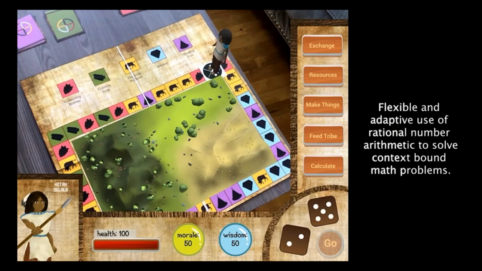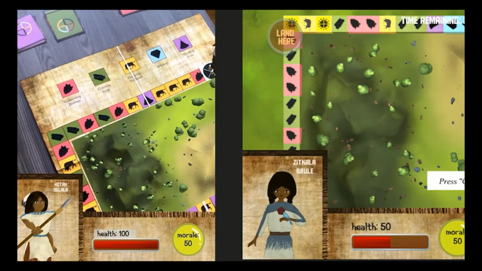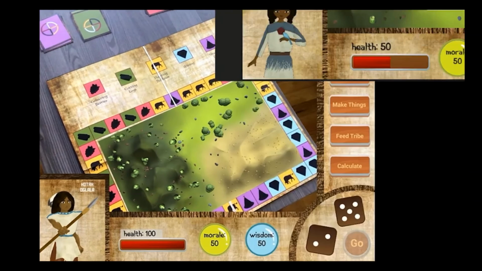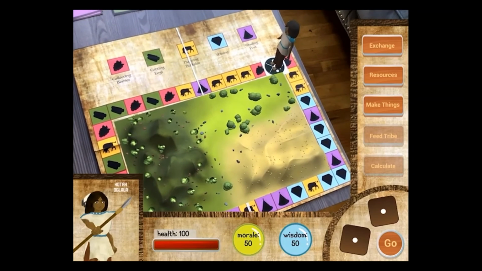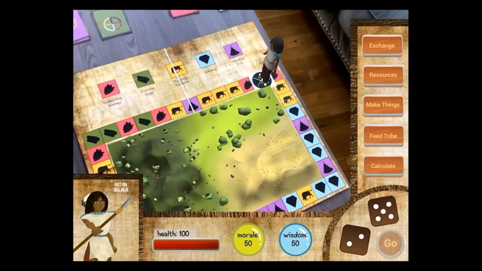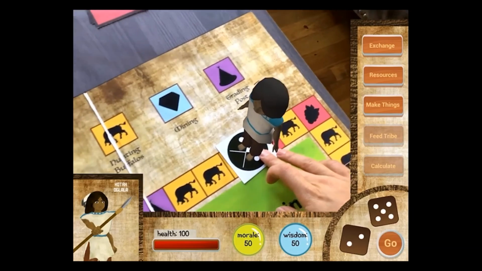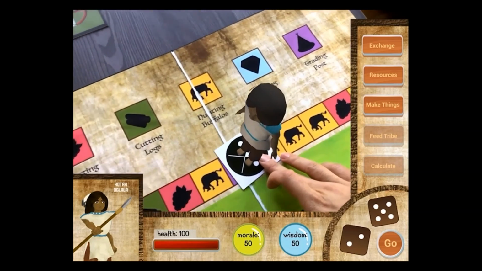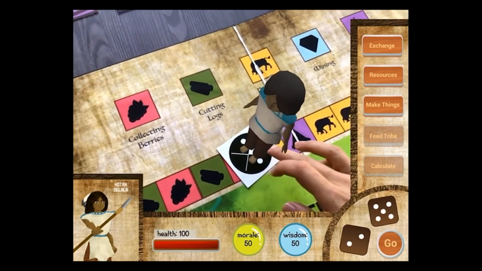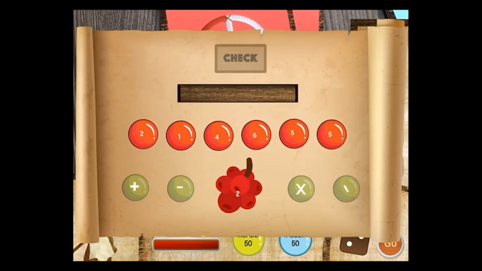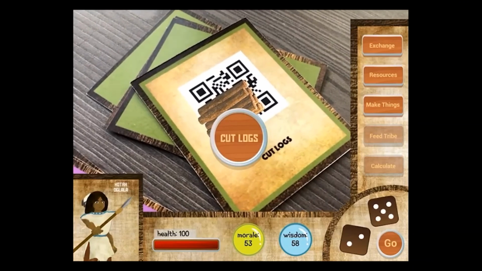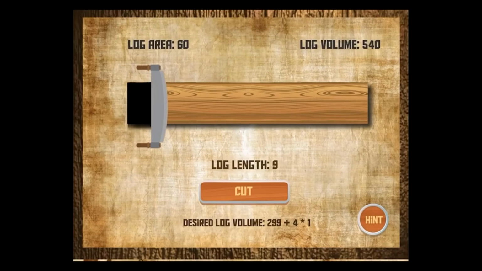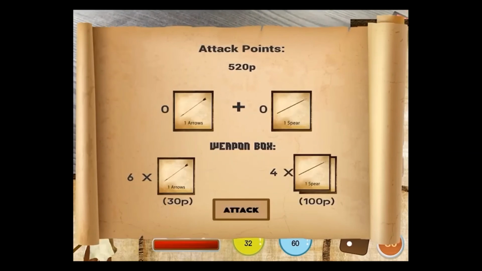solve context-bound mathematical problems. There are 2 different versions of the Nomads, the augmented reality version and the computer version. The augmented reality version provides an interface that superimposes interactive graphics, animation, 3D models, digital games, and learning scaffolds upon the pieces of the board game. It combines the benefits of digital and tabletop games, making the playing and learning experience entertaining, engaging, and social at the same time.